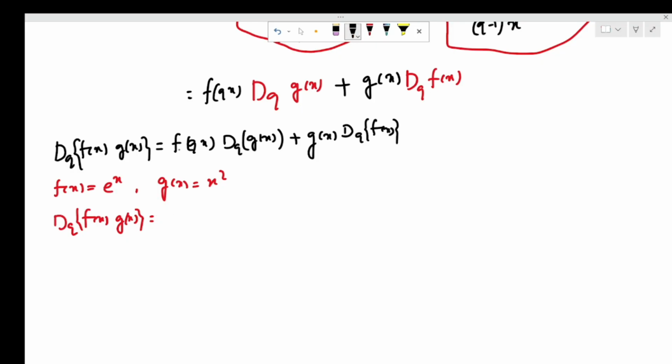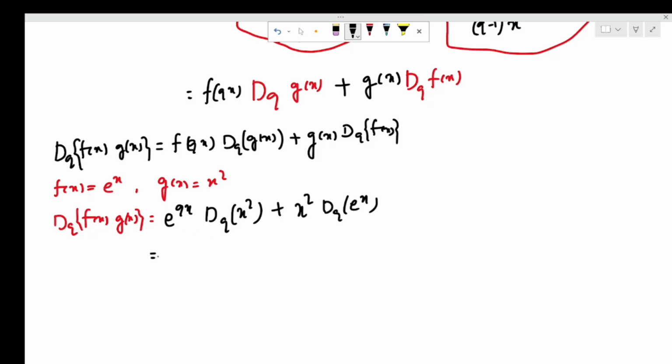So this one will be: the function f(qx). f(x) is e to the power x, so it will be e to the power qx. Then D_q of g(x), now we write D_q of x square, plus g(x), that is x square, and D_q of f(x), that is D_q of e to the power x.